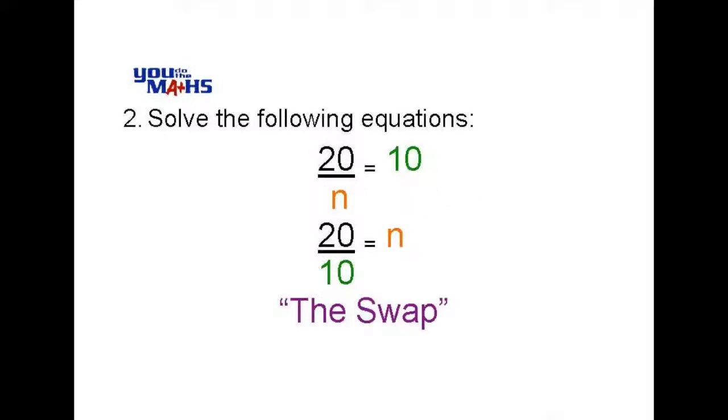Now you'll notice here that starting from our original equation, what we've done is we've swapped the 10 and the n over. So if ever you've got a fraction where the unknown is on the bottom, you can just do a swap between what's on the right hand side or the opposite side with what's on the denominator. And of course if you do that, 20 divided by 10 is just 2, so n equals 2 is the solution to the original equation.